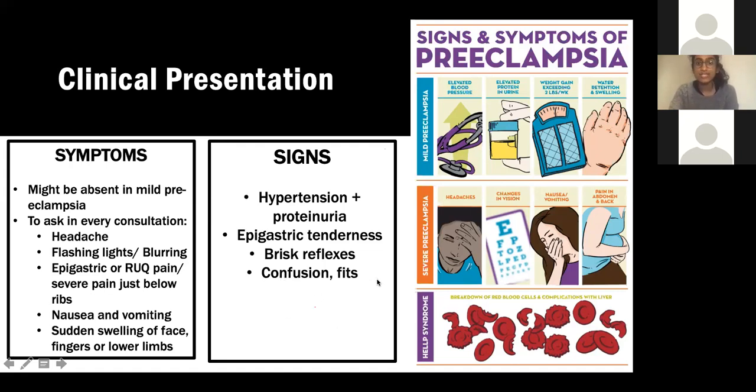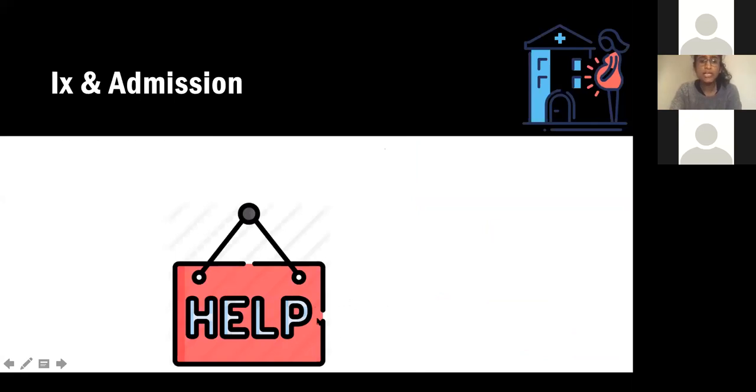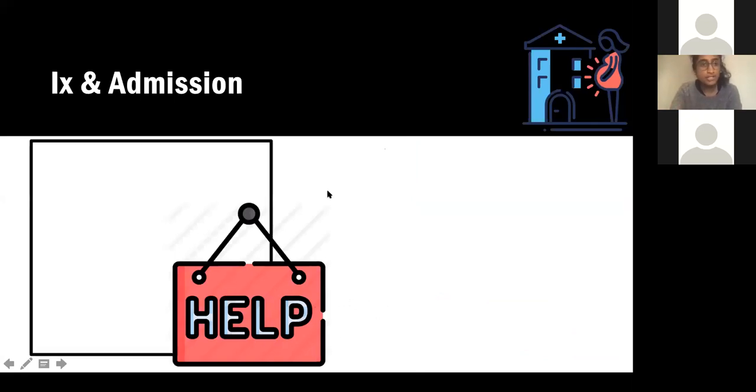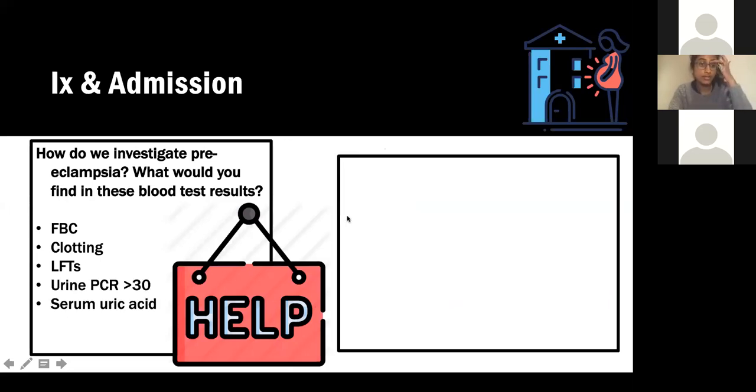Confusion, fits, you can get seizures, placental abruption as well, you can get an IUGR, so estimated fetal weight under the 10th centile. That's how we define IUGR, and stillbirth as well. So that's just to remember the HELLP syndrome. So how do we investigate preeclampsia? We've mentioned some of the blood test results. You do FBC, clotting, LFTs as well, urine PCR, and serum uric acid.